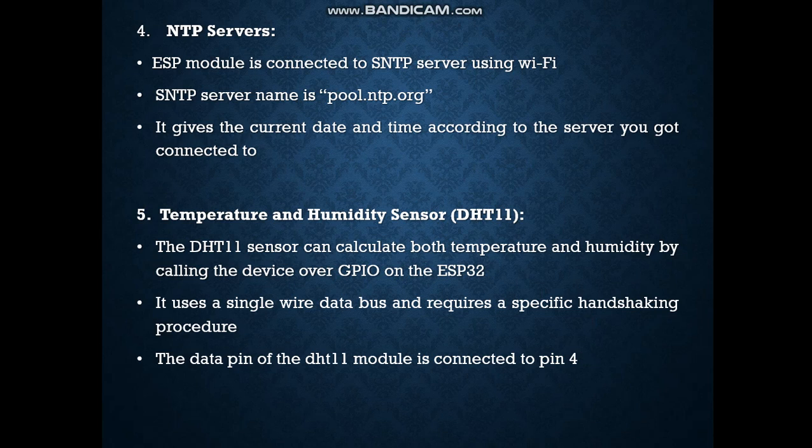Now the next one is the temperature and humidity sensor. Here we use the DHT11 sensor that can measure both temperature and humidity by calling the device over GPIO on the ESP32. It uses a single wire data bus and requires a specific handshaking procedure. A specific timing mechanism is needed to read the data. It requires acknowledgement for setting up data. The data pin of the DHT11 module is connected to pin 4.